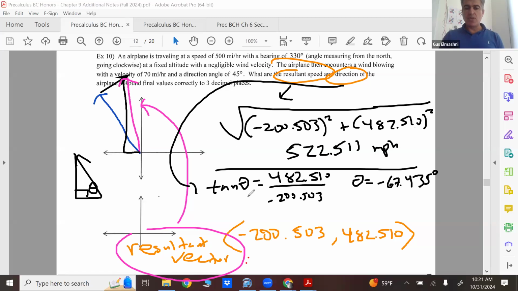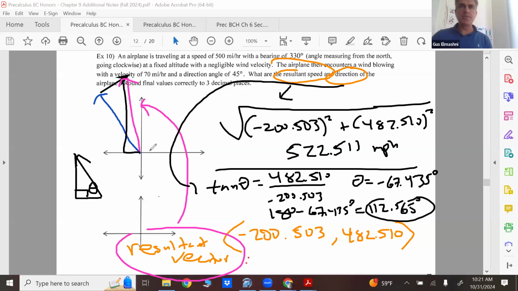What's going to happen is that the true angle, because you have the reference angle, you want to do 180 minus that, because that's an adjustment, which will be 112.565 degrees. And that makes sense because that's the direction we're going in, roughly about 112 degrees.